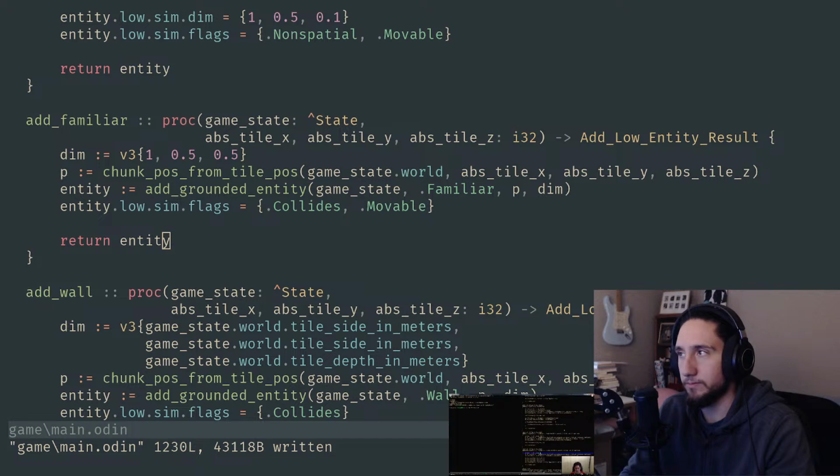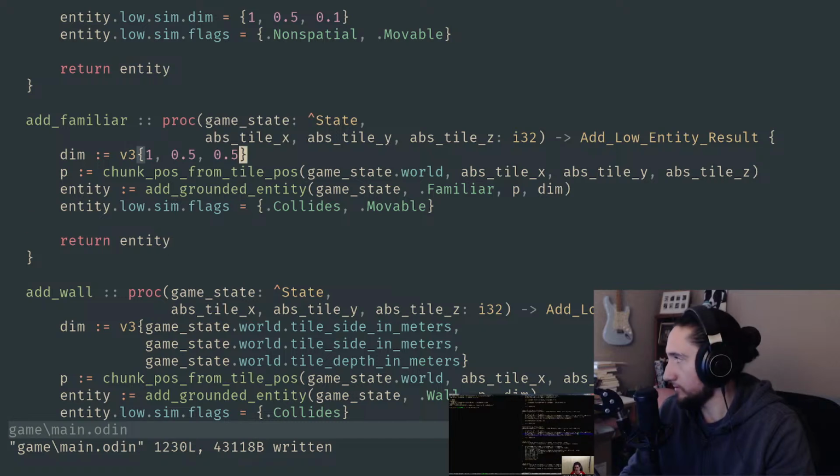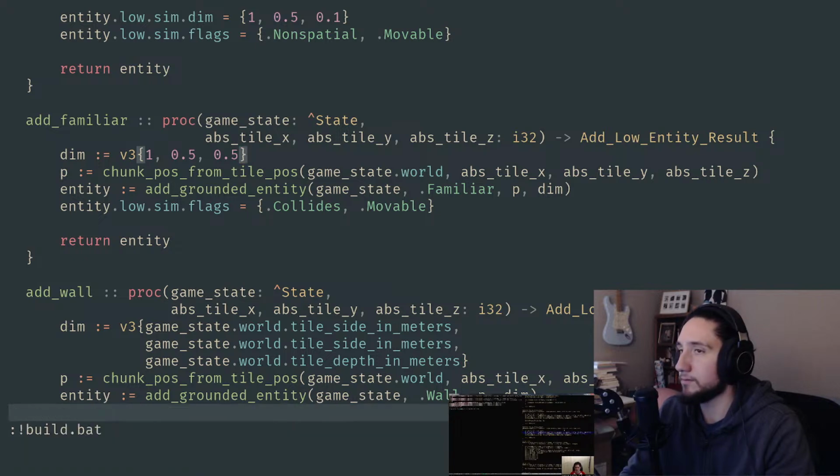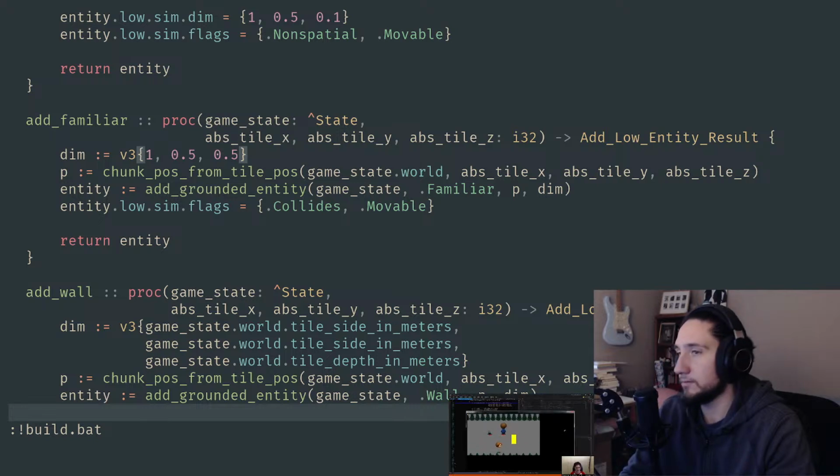0.5f, 0.5f. Oh, that's good. There's the familiar, and we'll have to do some more work on the familiar later because we actually want the familiar to float, and we haven't done anything about that yet. So, grounded entity, there we go. So, what's the problem here? No semicolon. Nobody likes a missing semicolon. So let's go ahead and run that and see where we're at.